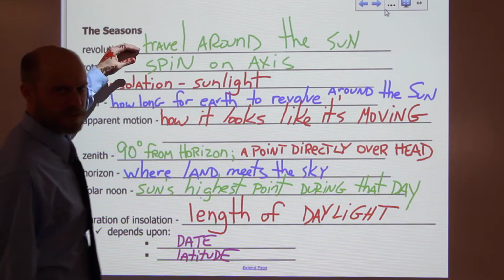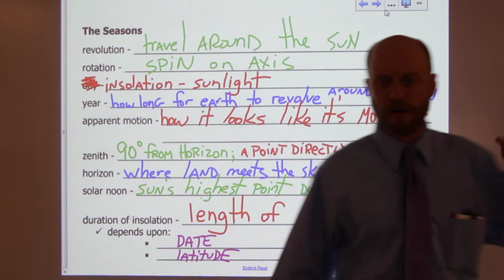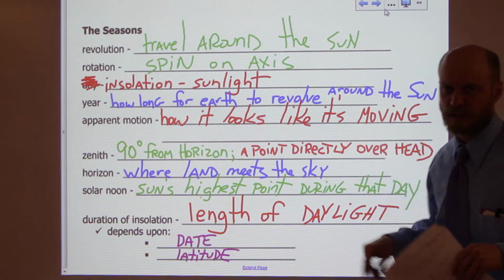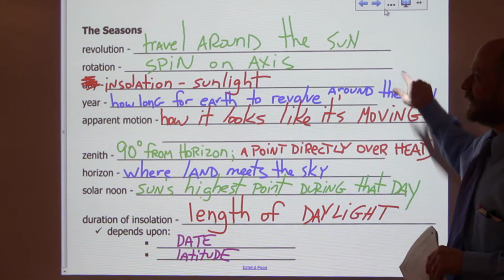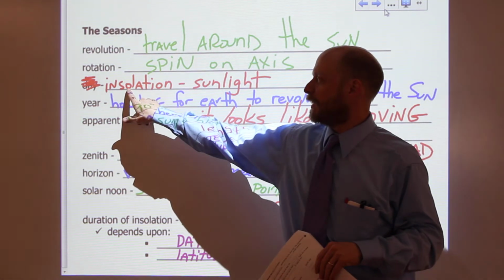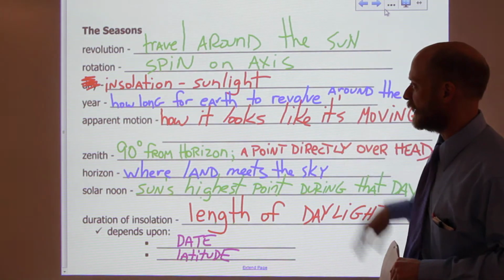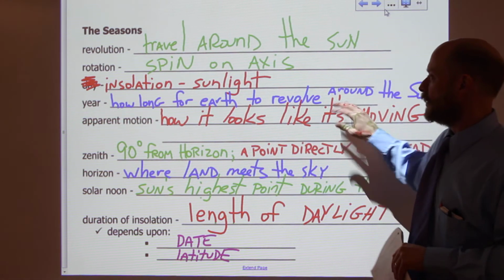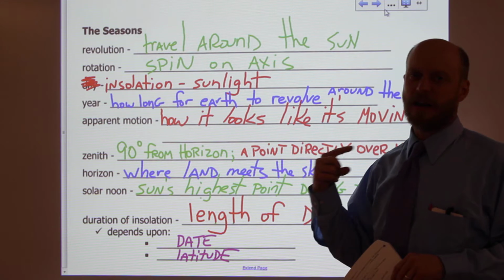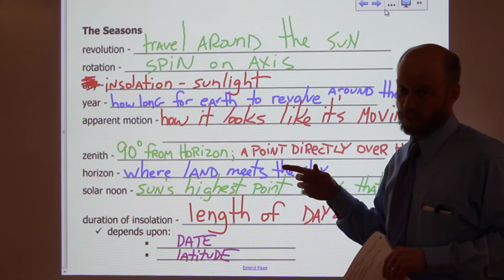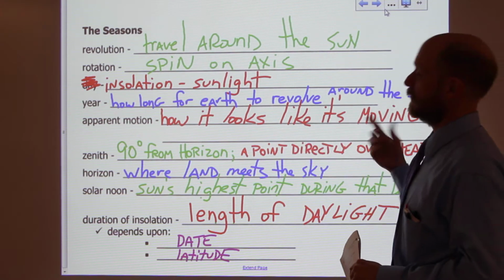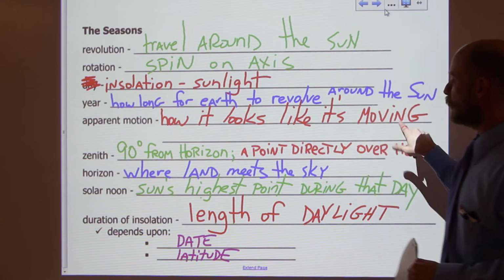Revolution is Earth traveling around the sun. Rotation is the spin of Earth on its axis. Insolation, we've said this before, insolation with an O is incoming solar radiation, another word for sunlight. Year is Earth going around the sun once, or any sort of thing going around the sun once. Apparent motion is how it looks like it's moving.